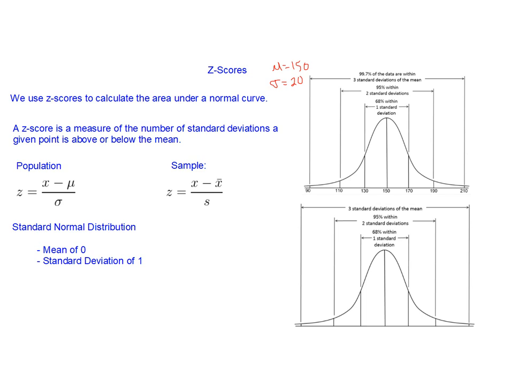A Z-score is just a measure of the number of standard deviations a given point is above or below the mean. Another way to think about this is we want to take this graph and turn it into this one. This is called the standard normal distribution. A standard normal distribution is a distribution that has a mean of 0 and a standard deviation of 1.